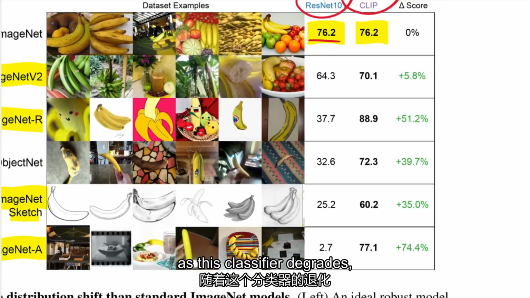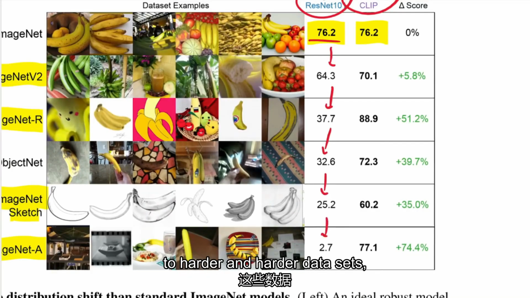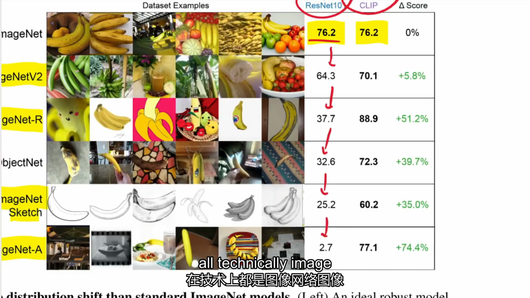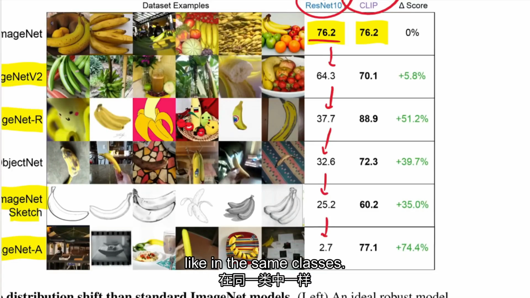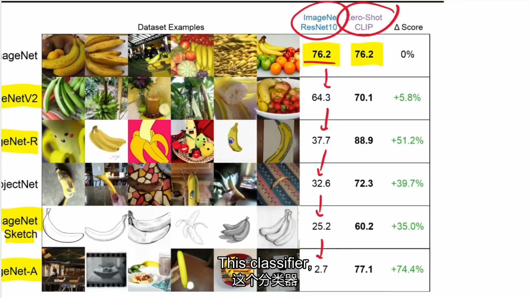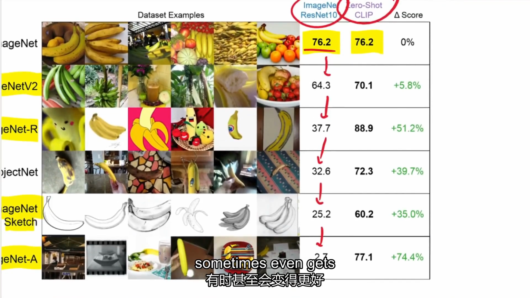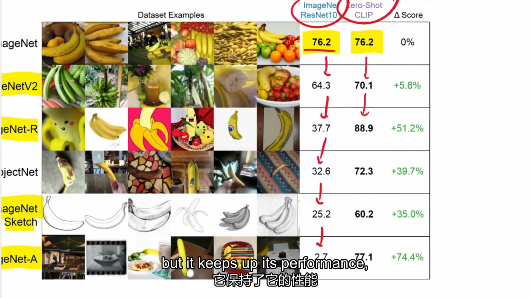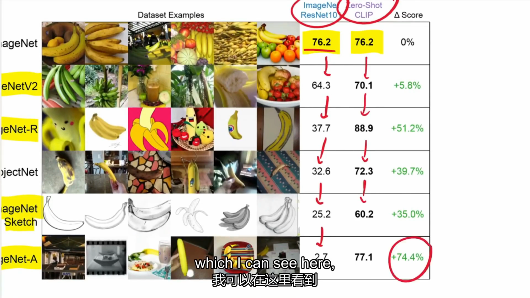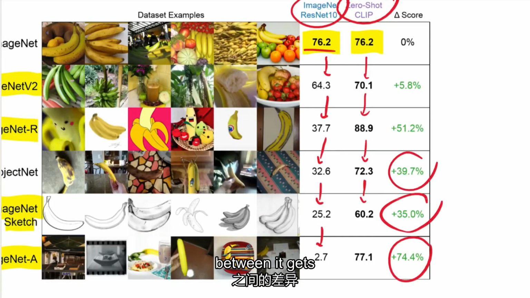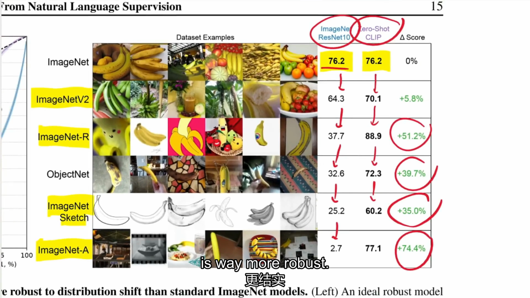You can see this classifier degrades as you go to harder and harder data sets that are all technically ImageNet images, like in the same classes. CLIP sometimes even gets better, but it keeps up its performance, and you can see here the difference between them gets larger and larger. So CLIP is way more robust.